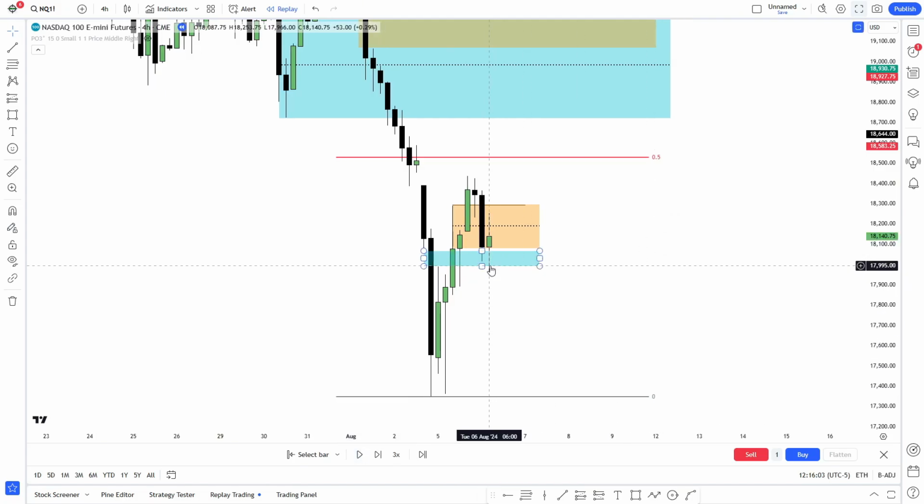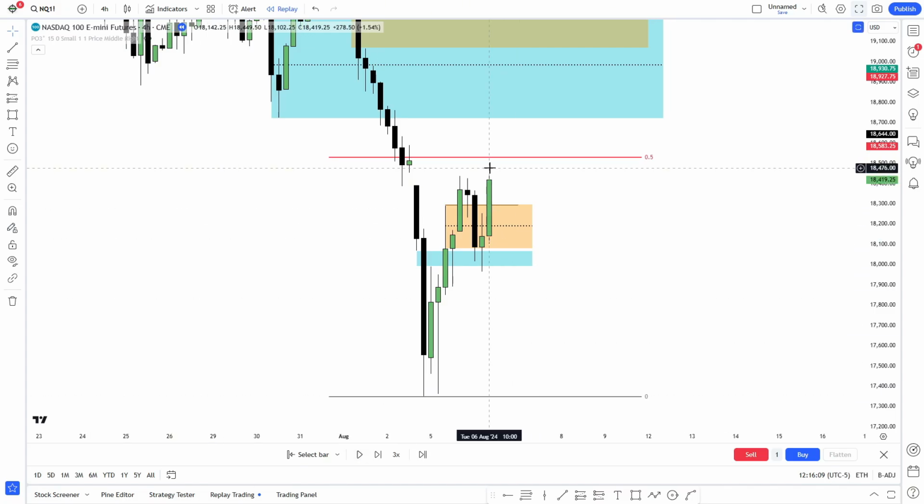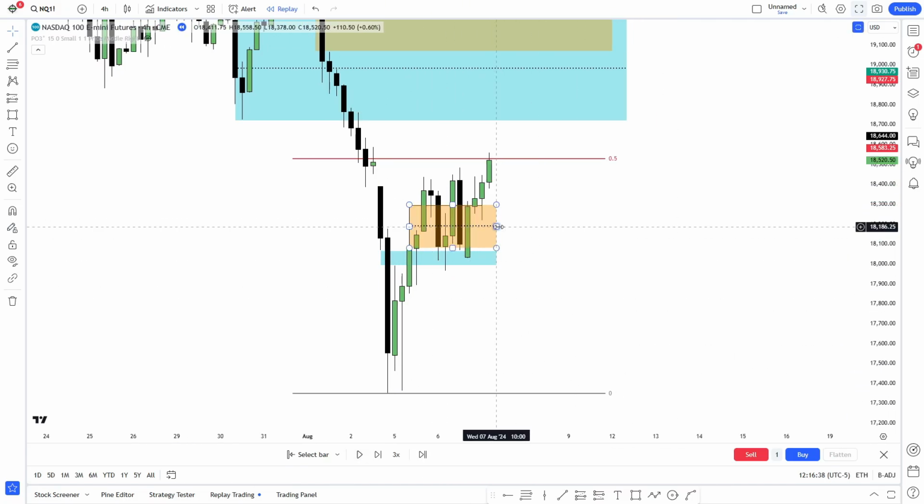Okay, retested that fair value gap. This candlestick we closed bullishly. Over here we retest it again. See how the wick is now being used as a reclaimed gap. Okay, we touch it again and then we hit the equilibrium price point.